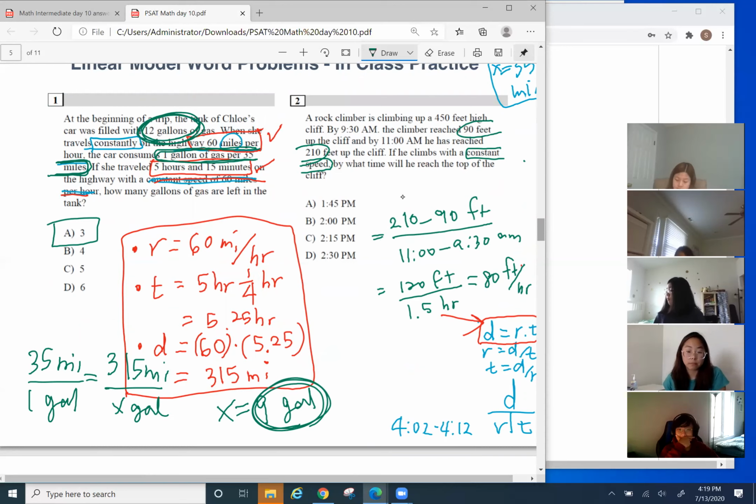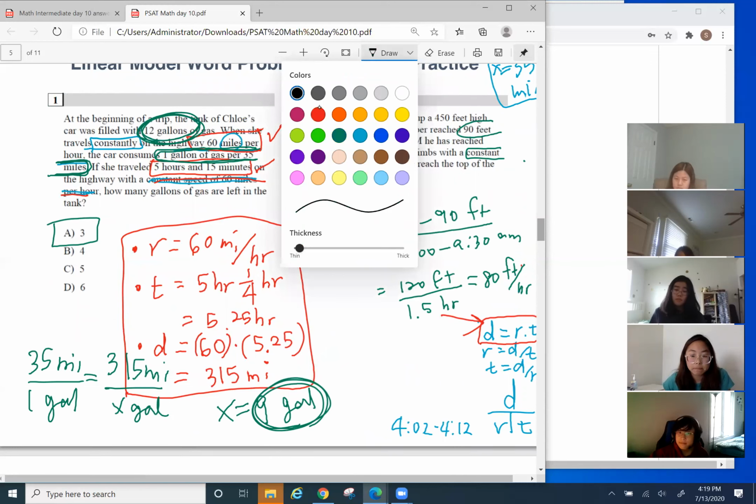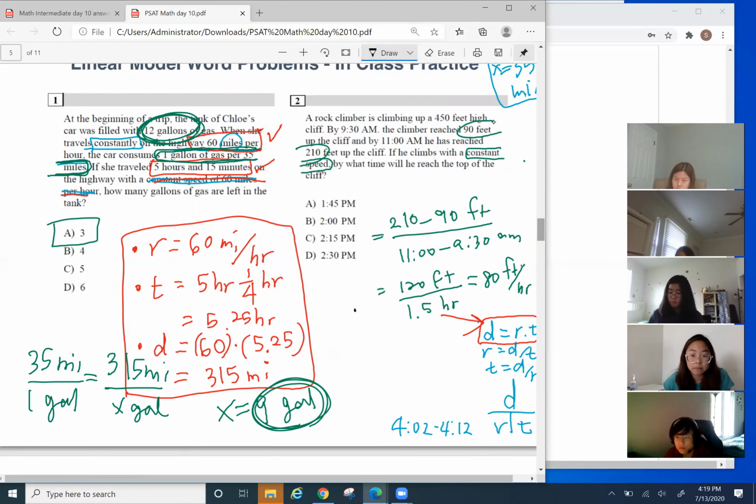Okay, what time will he reach the top of the cliff? So let's start from the 90 feet here at 9:30. You're going to have the starting point, okay? So I'm going to start here. Right now it's 9:30 and you're 90 feet above the cliff, okay?